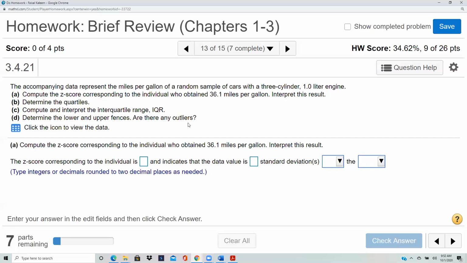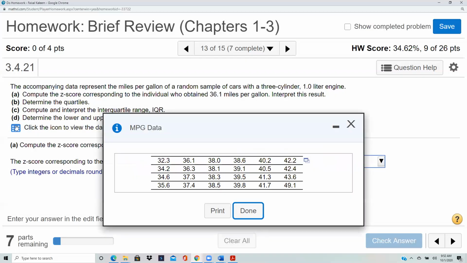So we need three things. We need the x, the mean, and the standard deviation. So what's this 36.1? Wouldn't that be the x? That's the x. So we need the mean and standard deviation. So what do we do about that? We can get that from StatCrunch.